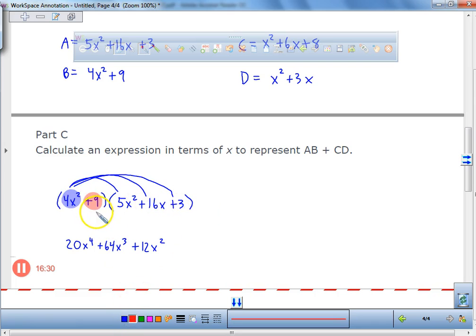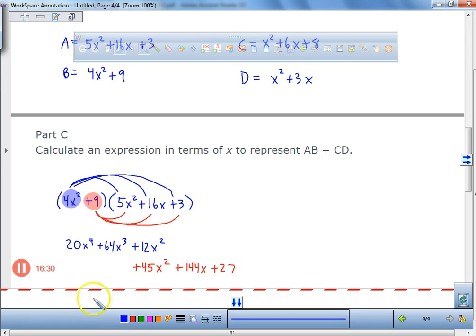Now we have to switch to red. We're going to do 9 times 5x squared, which is a total of 45x squared. And then 9 times 16x. I believe that's 144, but somebody can check me. 9 times 16, I believe, is 144. And then 9 times 3 is 27.